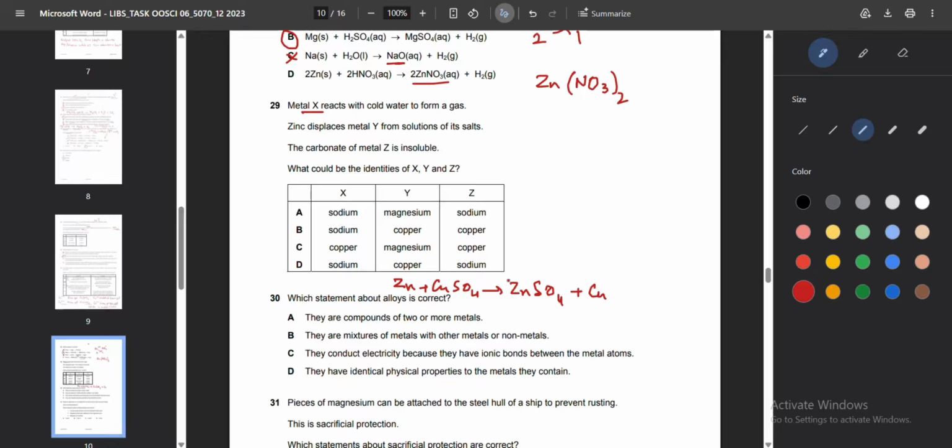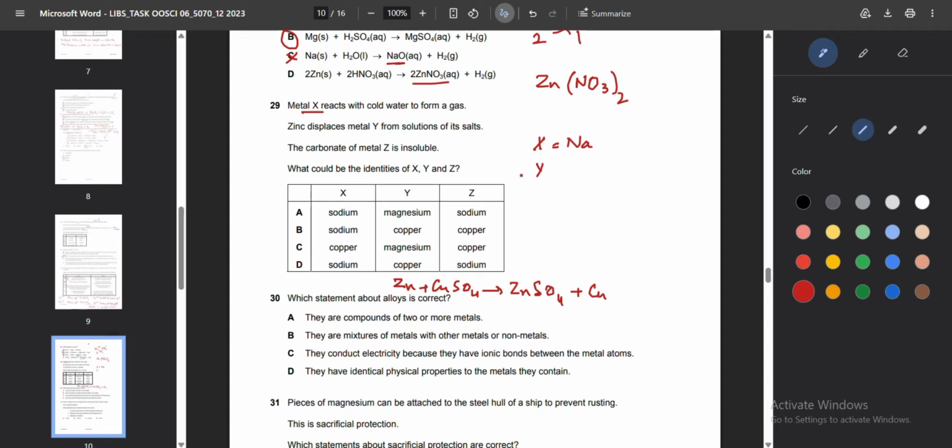Third, the carbonate of metal Z is insoluble. Sodium belongs to group 1 and its carbonates are soluble, so it can be copper over here. So we can say that X can be sodium, because sodium reacts vigorously with cold water and hydrogen gas evolves when the reaction takes place.